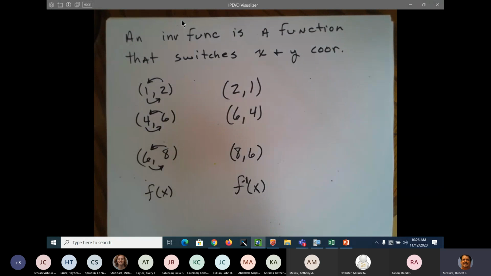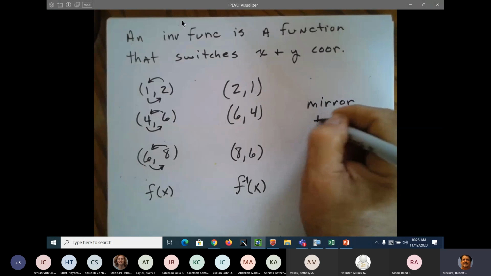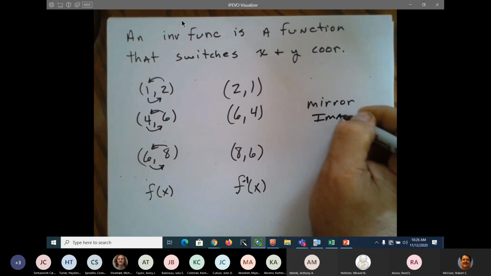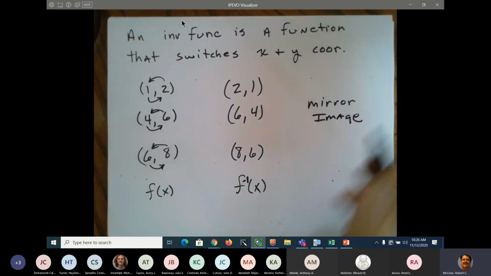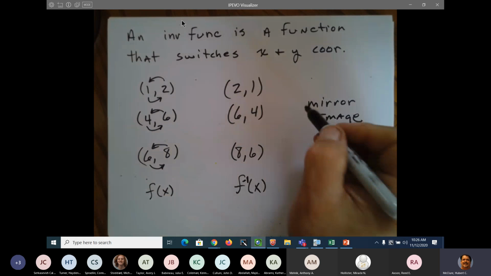So you have technically a mirror image across some axes. Now sometimes it's across the origin, sometimes it's across the oblique asymptote, sometimes it's reflected around the y-axis. But it is usually a mirror image.